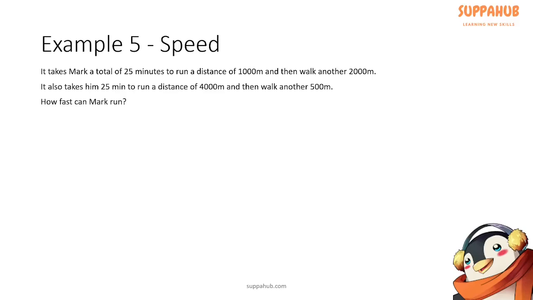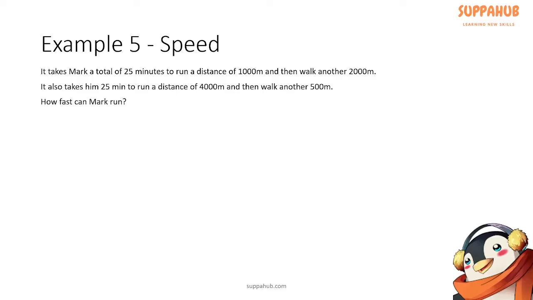Now let's look at example 5 regarding speed. It takes Mark a total of 25 minutes to run a distance of 1000 meters and then walk 2000 meters. It also takes him 25 minutes to run a distance of 4000 meters and then walk 500 meters. How fast can Mark run?